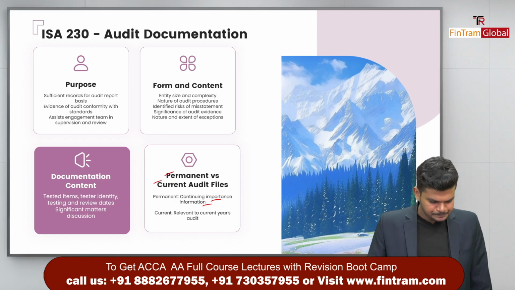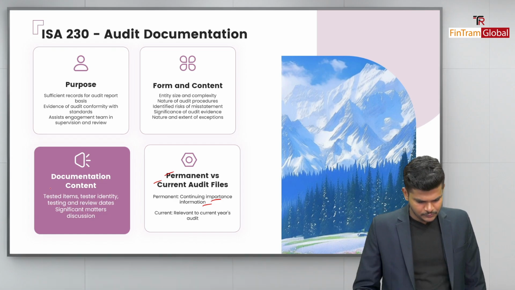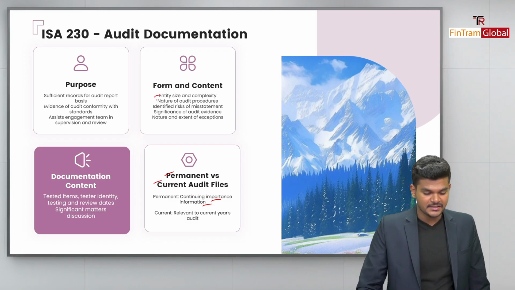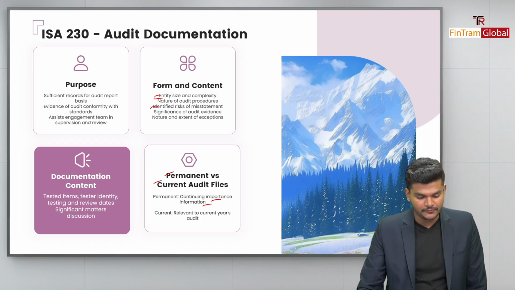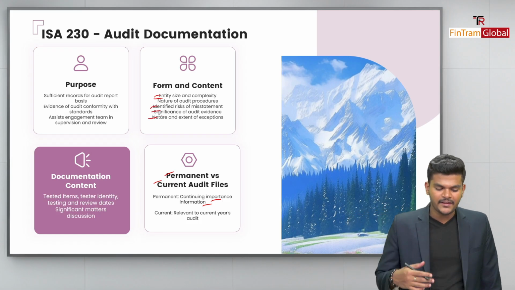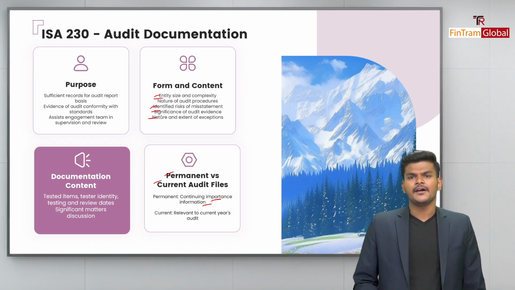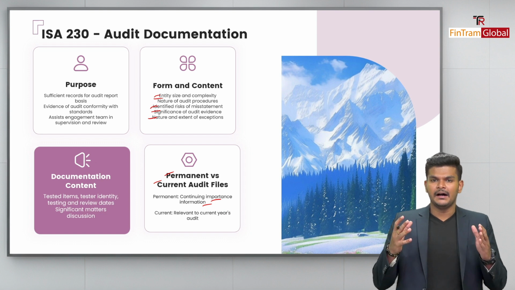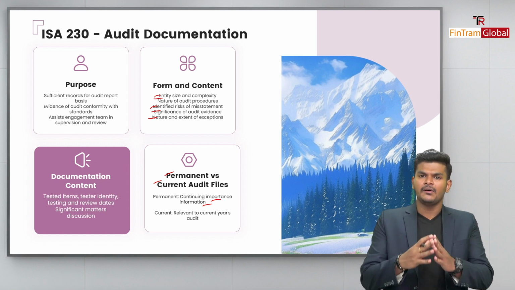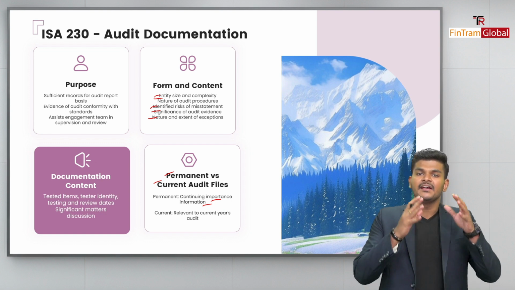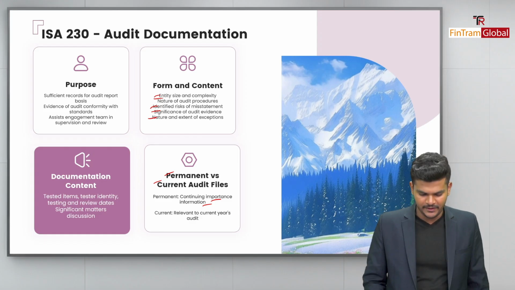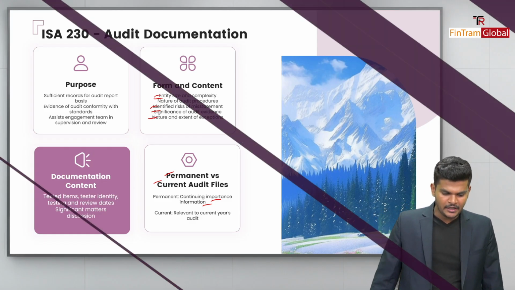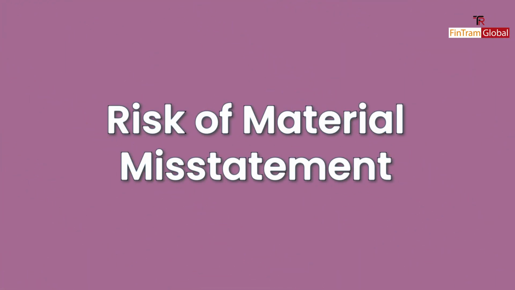And then we basically document everything. So form and conduct includes the size and complexity of the entity, nature of audit procedures, identified risk, significance of audit evidence, and then the nature and extent of exceptions as well, right? And of course, as we all know, by documenting everything, ultimately we are ensuring that we have obtained sufficient and appropriate audit evidence. Okay, folks, simple as that. Now, moving on to the next one, we have risk of material misstatement.